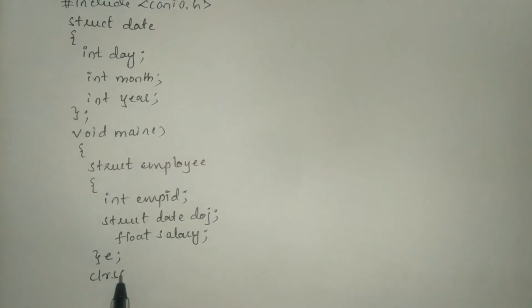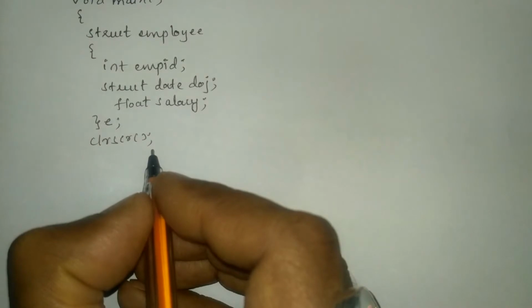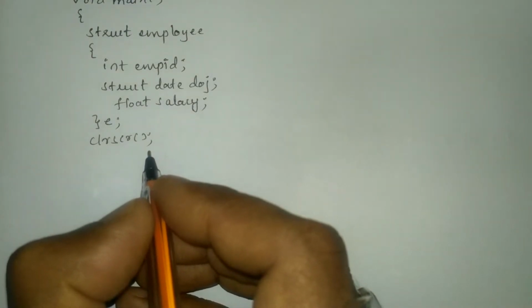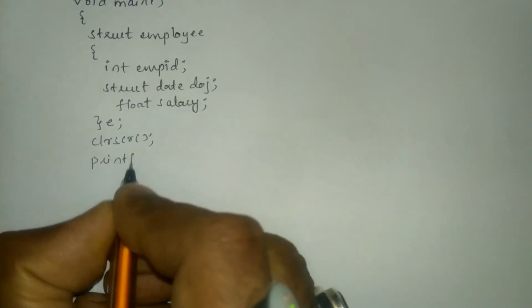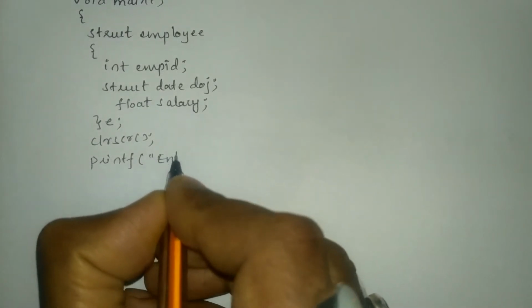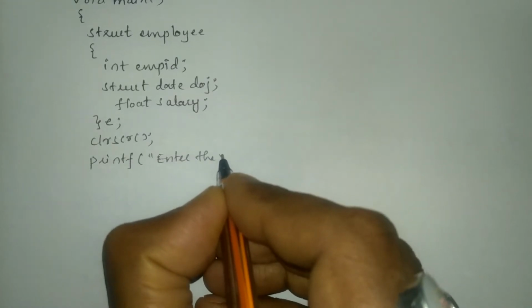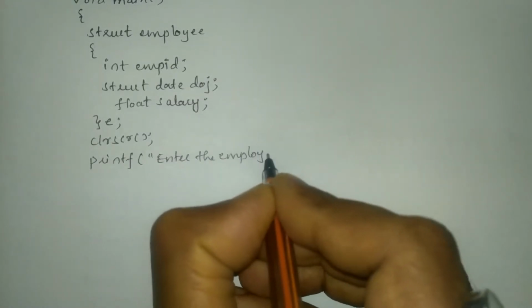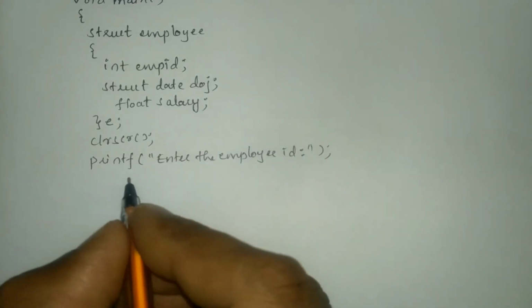I'll write the clrscr function which is used to clear the screen. Let us ask the user to enter the employee ID using the printf function. So here I'm going to write in double quotation marks, enter the employee ID, colon, end the double quotation mark, closing bracket, put semicolon.